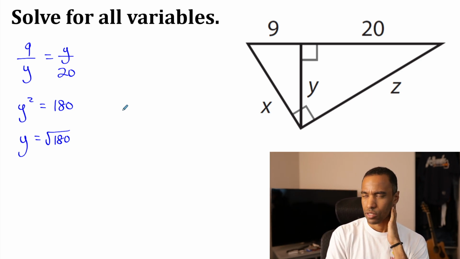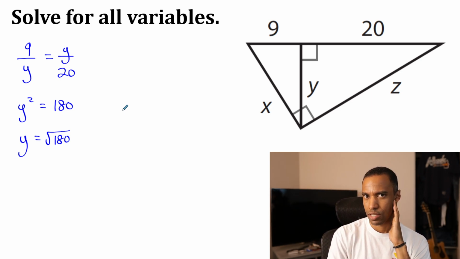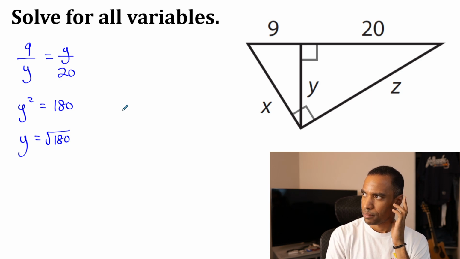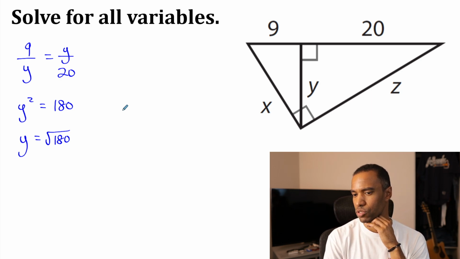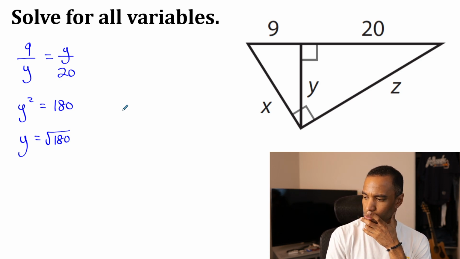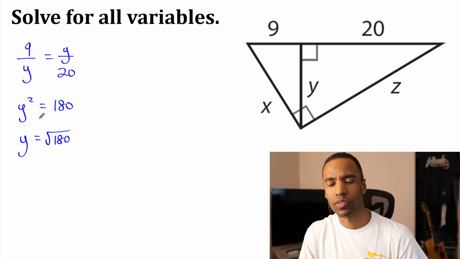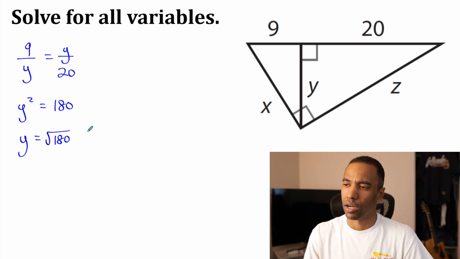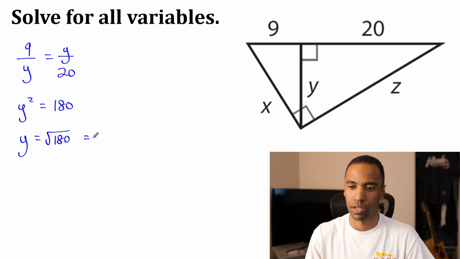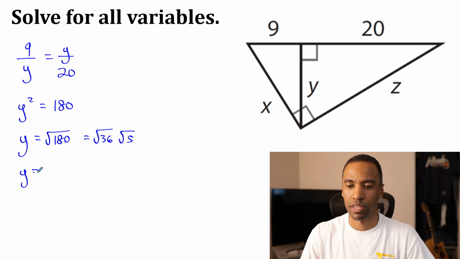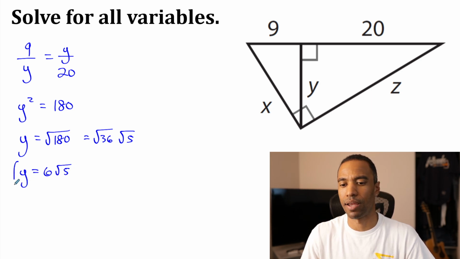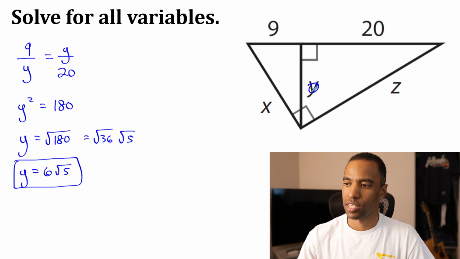What's the largest perfect square factor? Let's see. 16? No, not 16. I don't want to spend too much time just trying to get the geometric mean part. 20 and 9. I guess 9. No, something bigger than 9. 36. So 36 and 5, and that would give me 6 root 5 right there. So y is 6 root 5.